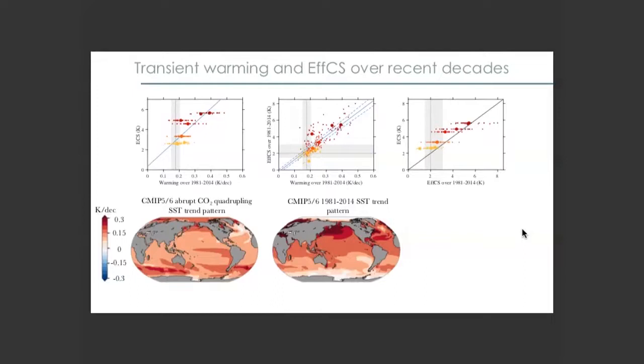It's different in different models, but something like 50% to 70% of the variance is explained by effective sensitivity in terms of the warming rate across ensemble members. You can further ask, where does nature lie on this?